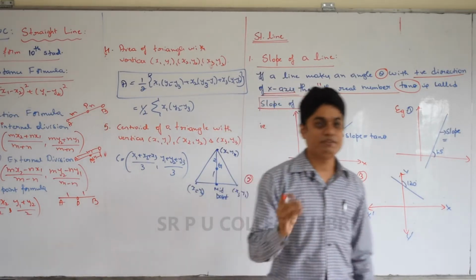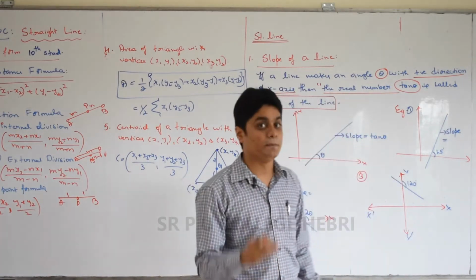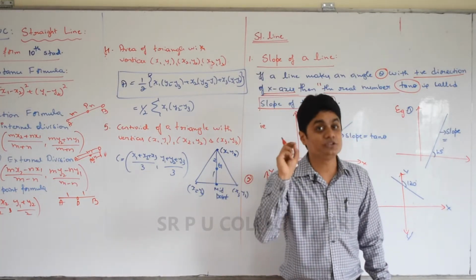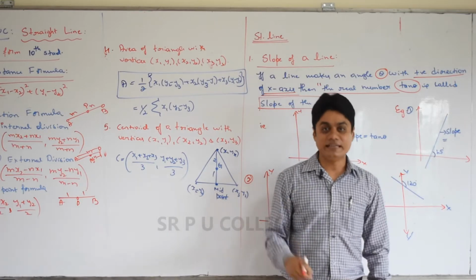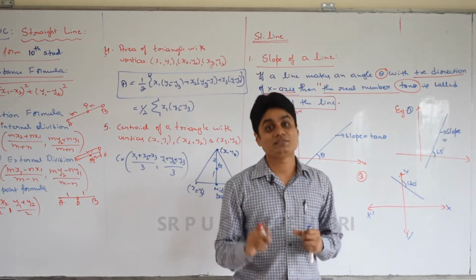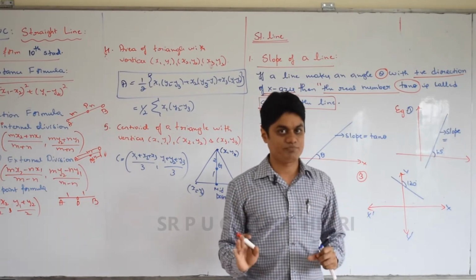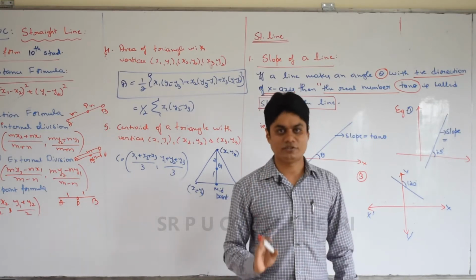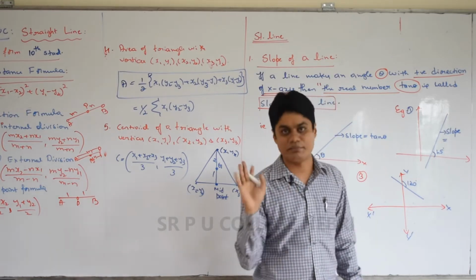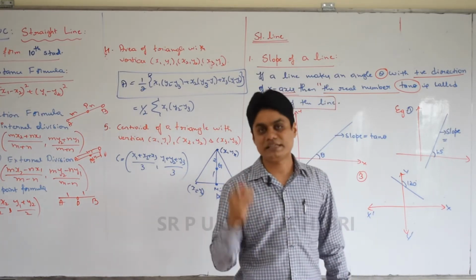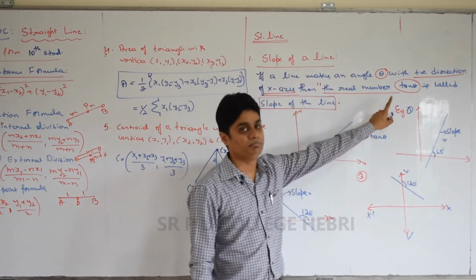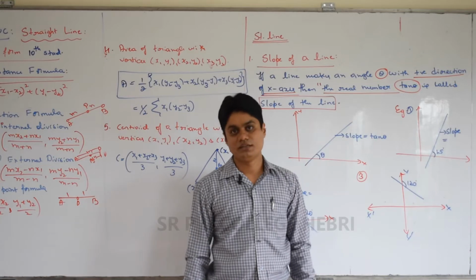I'll repeat. If a line makes an angle theta with the positive direction of x-axis, then the real number tan theta is called the slope of the line. I'll explain with examples, don't worry. But if they ask you to define slope of the line, you must define it exactly like this. If you leave out even one word, you may not get the marks.